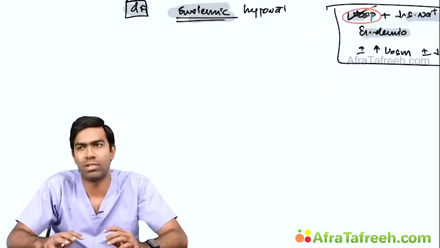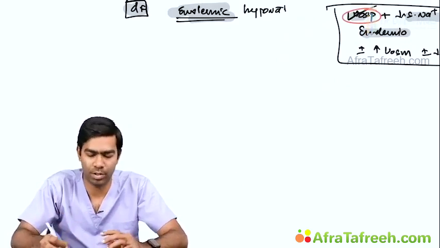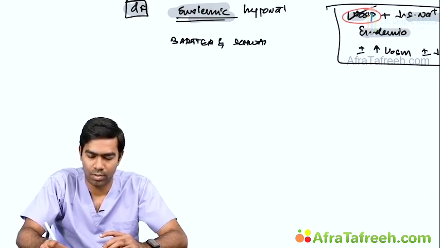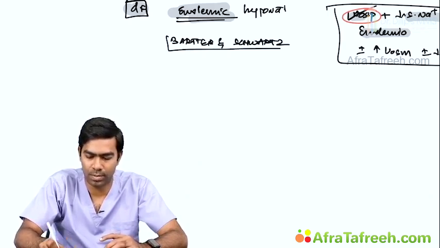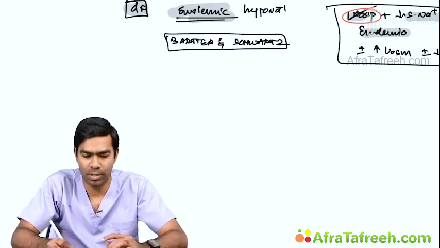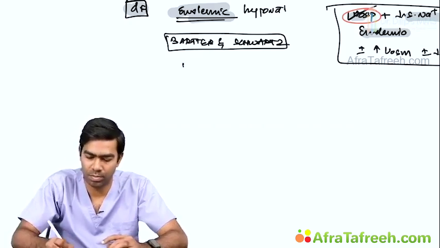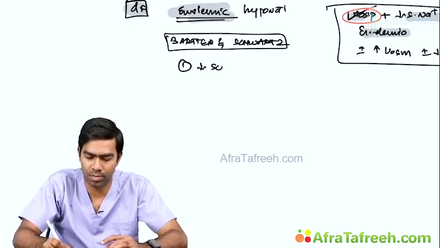Now, we have to see it in the form of criteria, because this criteria is important to understand. That is called the Bartter and Schwartz criteria. What is Bartter and Schwartz criteria? Number 1, patient should have hypoosmolar hyponatremia, which means low serum osmolality coupled with low serum sodium.